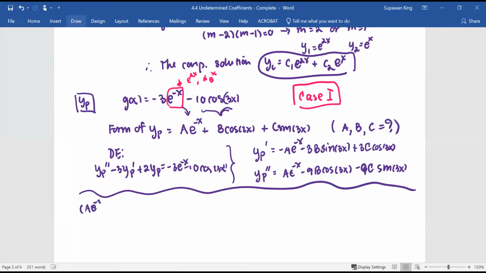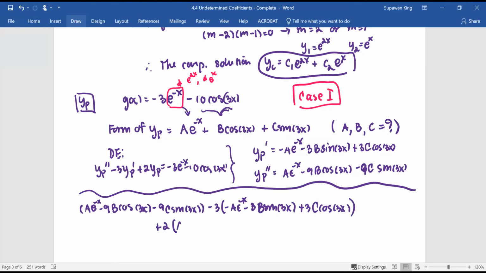We have a e to the negative x minus 9 times b times cosine of 3x minus 9 times c times sine of 3x, minus 3 times yp prime, or negative a e to the negative x minus 3 times b sine of 3x plus 3 times c cosine of 3x, plus 2 times yp, or a e to the negative x plus b times cosine of 3x plus c times sine of 3x, equals the right hand side, which is negative 3 e to the negative x minus 10 times cosine of 3x.